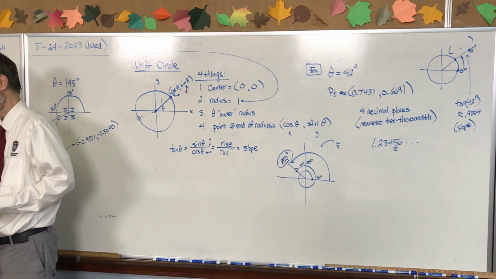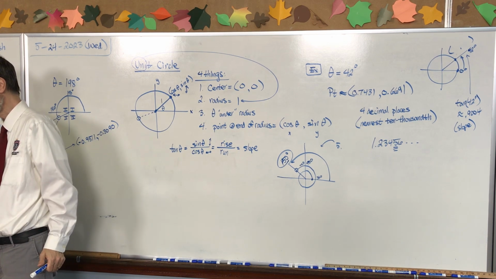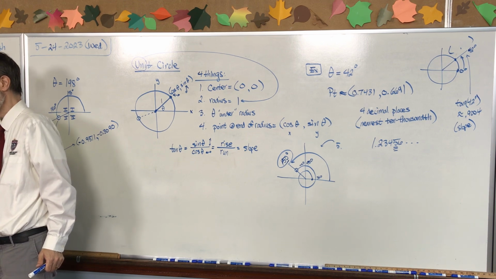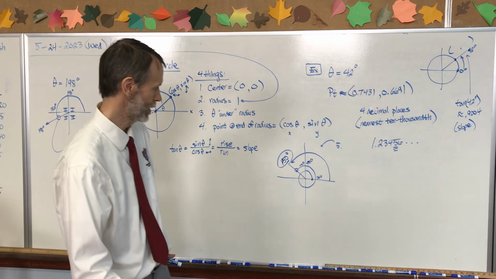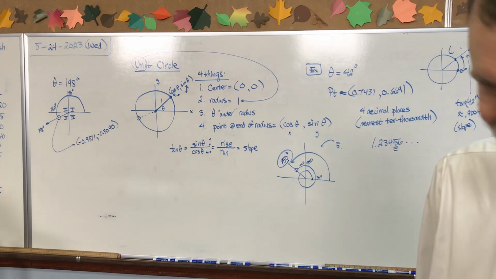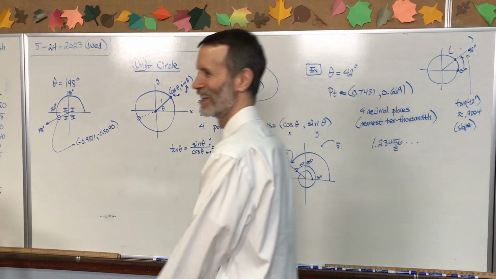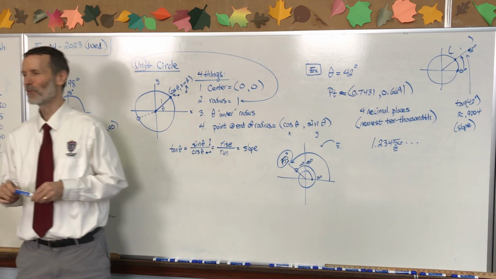Negative 0.8660. Yes. Now, do me a favor. Type the cosine of 510. It's going to be the same. Negative 0.8660. Exact same number. Just wanted to show you that.